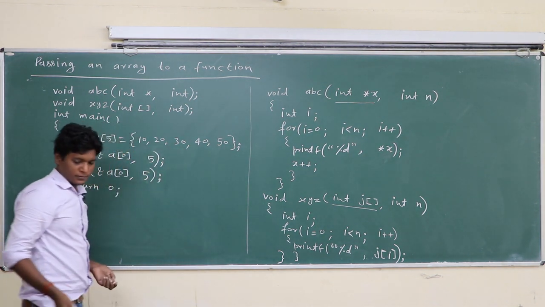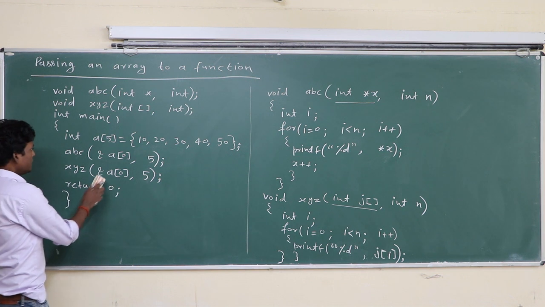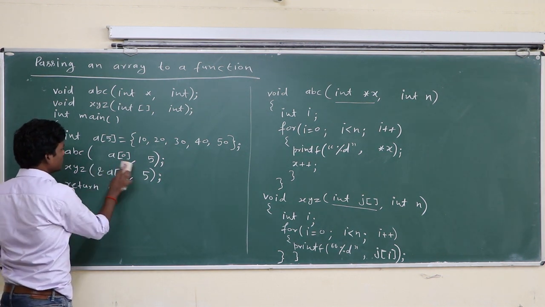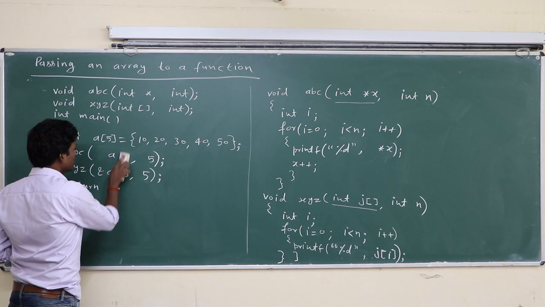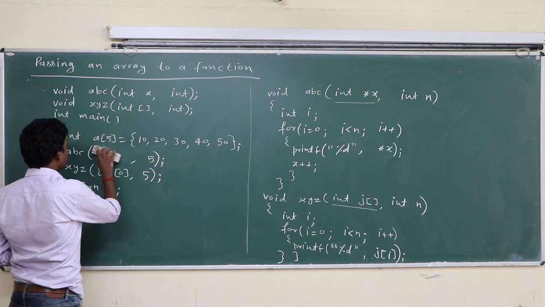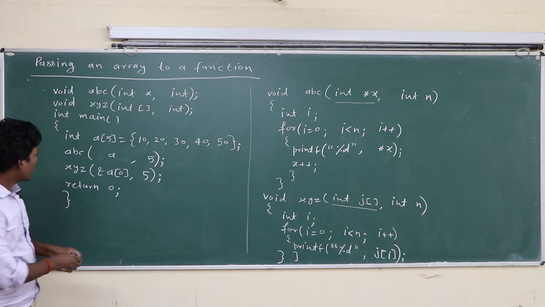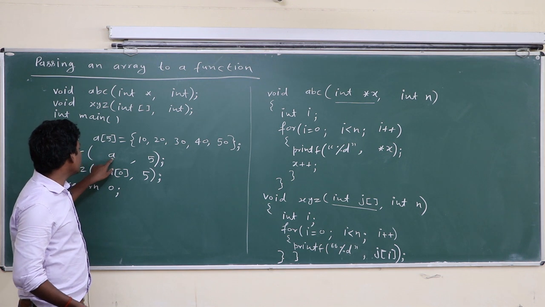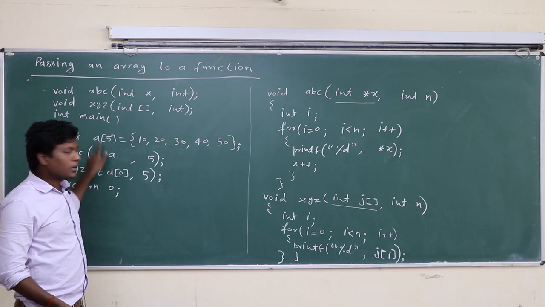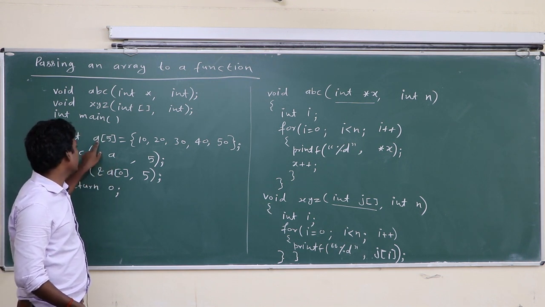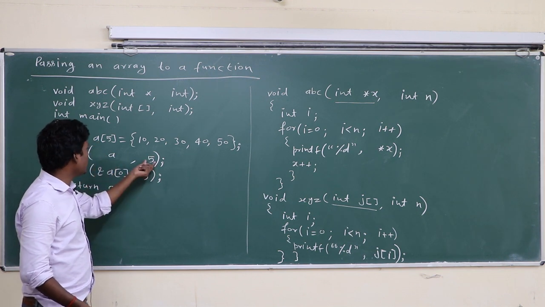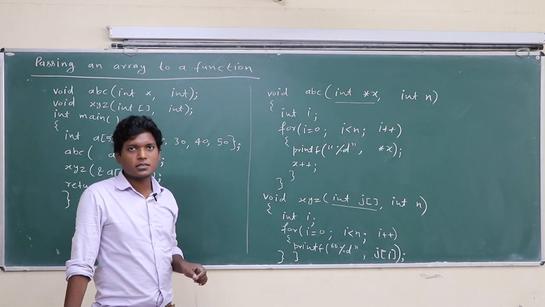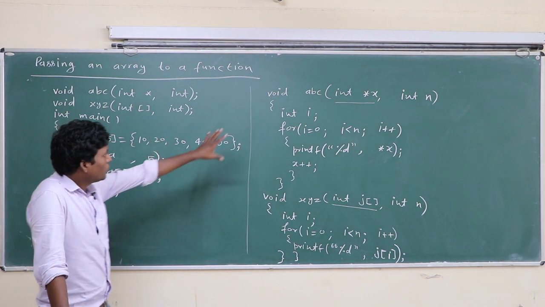Class, one more thing. Here, suppose you write this. Class, here is a and here is a 5. A is the name of the array. So this is the name of the array, this is the number of elements in that array. The name of the array supplies the base address. So this one is also true.